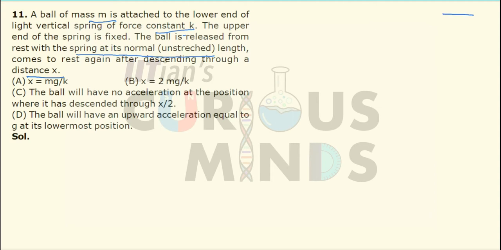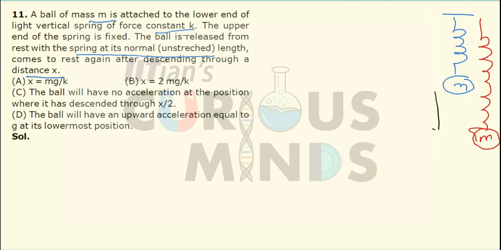If I consider a spring over here and there is a ball of mass m attached at this point, the spring in this case is unstretched. Now when I release the ball, the spring will extend and will come to this point, where the ball again comes to rest. It means that this distance is given as x. Now first of all let us see the first value.